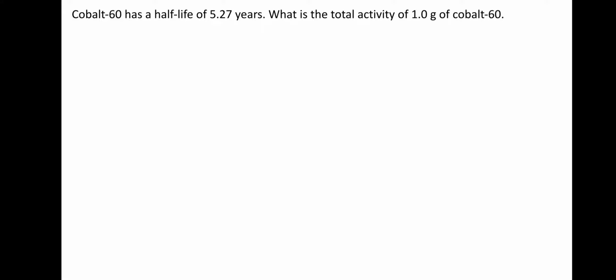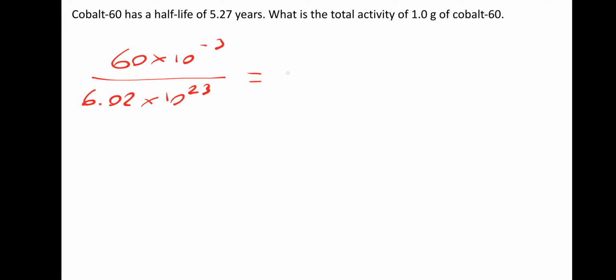So we've got cobalt-60, so that'd be 60 grams. So 60 times 10 to the minus 3 divided by Avogadro's number, 6.02 times 10 to the power 23, and that gives us 9.967 times 10 to the minus 26 kilograms. So that's the mass of a single cobalt-60 atom.